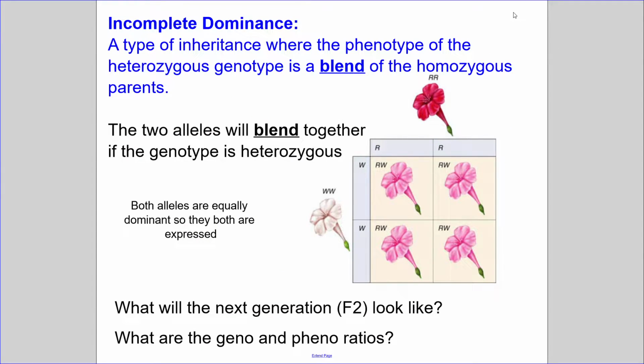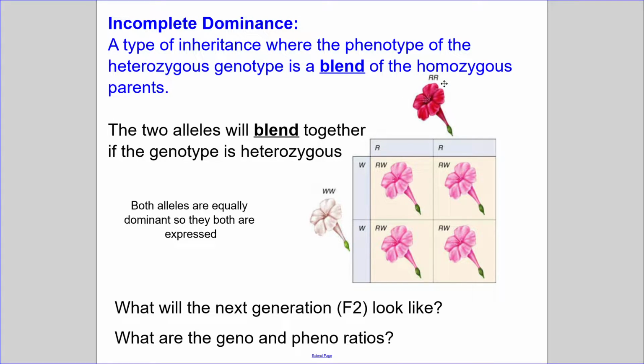All right, so let's start with incomplete dominance. This is a type of inheritance pattern where the phenotype of the heterozygous genotype, so uppercase, lowercase, is a blend of the 2 alleles, a blend of the homozygous parents. So it's a pretty tricky sentence right there. Take some time to read that through and process it. But essentially what it means is that the 2 alleles will blend together if the genotype is heterozygous.